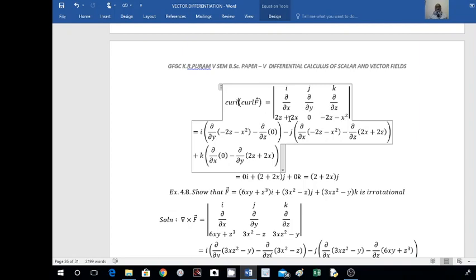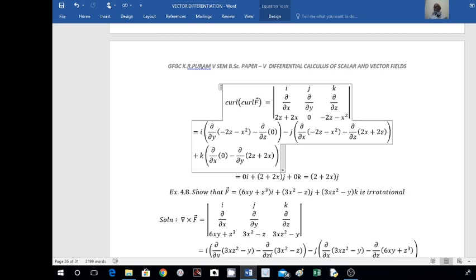Derivative of 2x is 0, derivative of 2z is 2, right? Here both are negatives, and the negative sign was outside, so taking that minus outside, this becomes plus. k into dou by dou x of this is dou by dou x of 0, which is 0, minus dou by dou y of this, which is also 0, so the k term is also 0. So finally what remains is 2 plus 2xj. So this is our curl f.